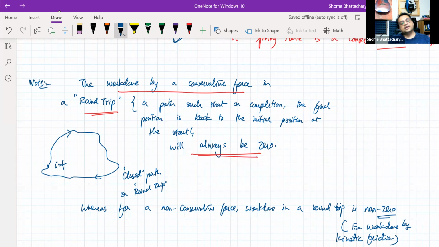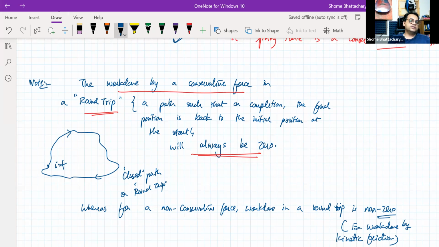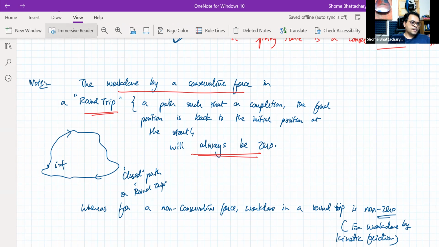If you slide an object along a round trip on a rough surface, the work done by kinetic friction will be a negative quantity. It will not be 0 because throughout the path, the friction is doing negative work in each and every section of it. Yes, Beta, what's your question?